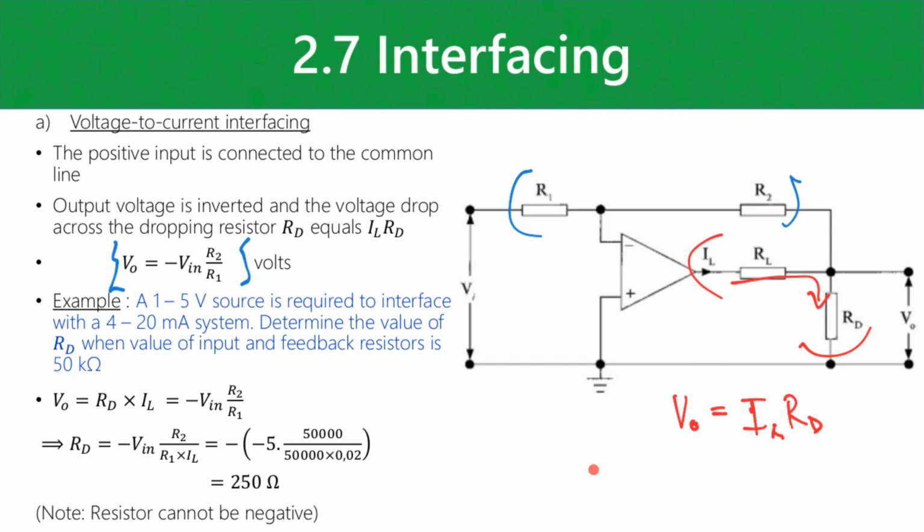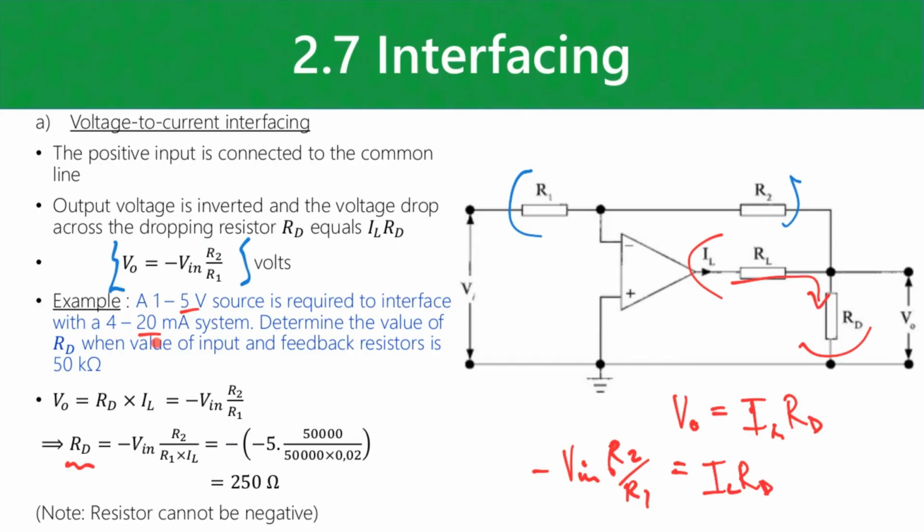So now you can actually equate these two together, which is done in the example, because the output voltage is both these things at the same time. You can then use this to calculate your dropping resistance. So I think in this example, we have a 1 to 5 volt source that we need to interface with a 4 to 20 milliamp system. Essentially we're just going to look at the maximum values there. So 5 volts needs to correspond to 20 milliamps.